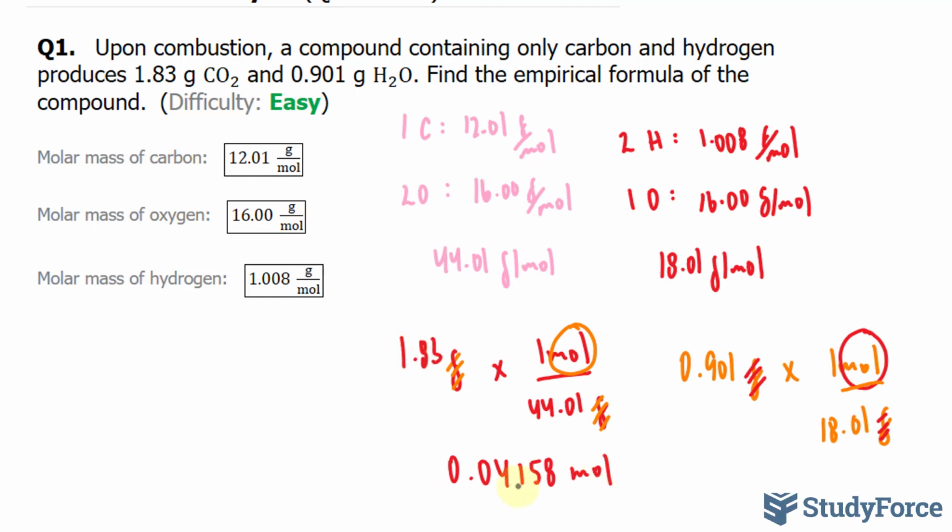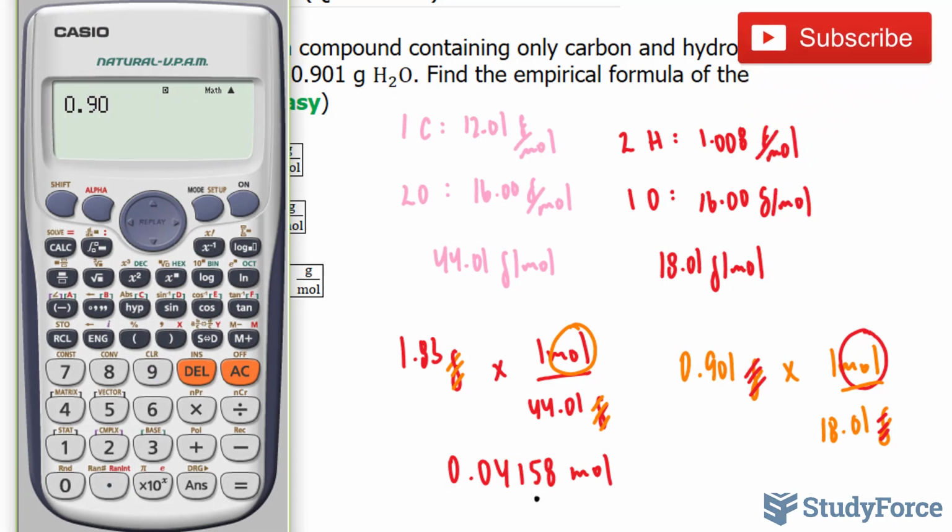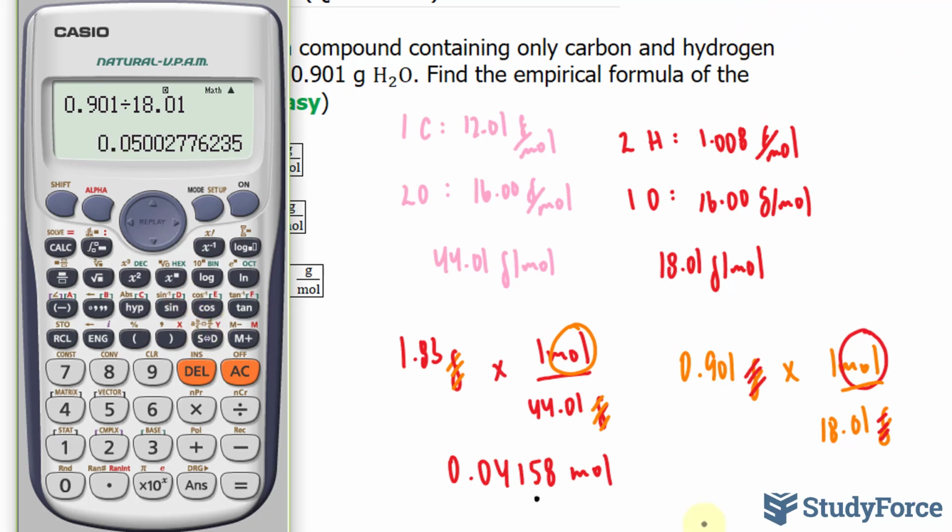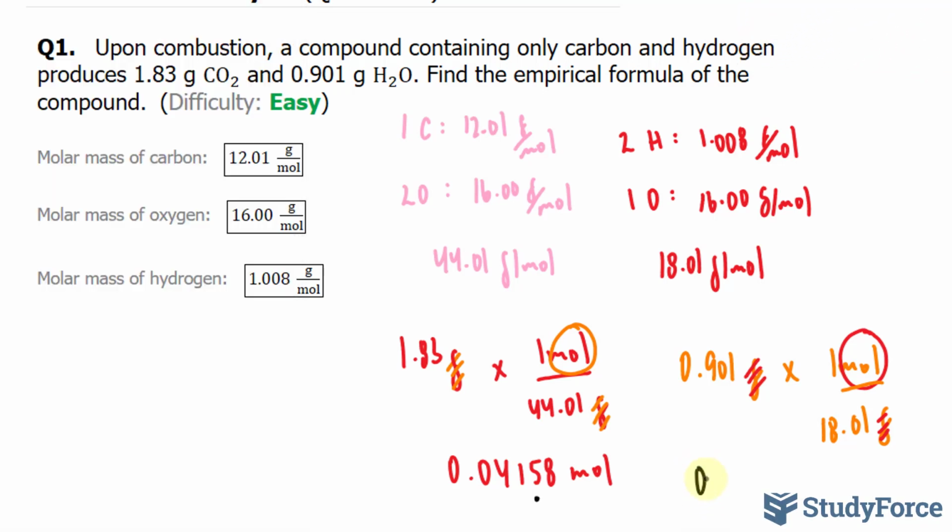Notice that this had 3, so we should also work with 3. But I'll keep the 8 just to prevent any sort of rounding errors. 0.901 divided by 18.01, and that gives me 0.0500 moles. Now, using these two very important numbers, I'll start with this one. I'll multiply 0.04158 by the amount of carbon moles within 1 mole of CO2. Notice that there's one atom of carbon within 1 molecule of CO2.